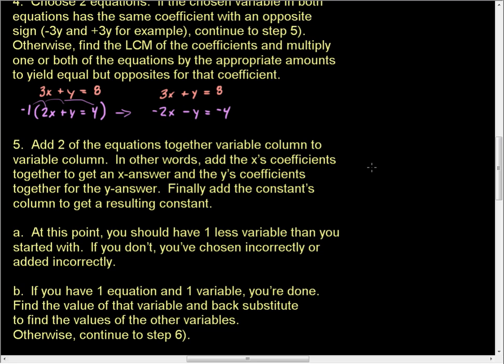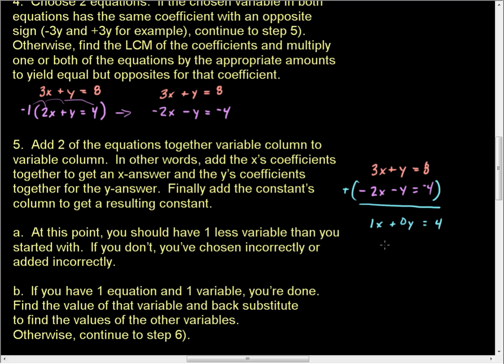And so off to the side, I've got 3x plus y equals 8. I have negative 2x minus y equals negative 4. And I'm going to go ahead and add those together. When I do, my result, and I'm going to have it in blue just because it's a result, 3 plus negative 2x is going to give me a positive 1x. Y plus negative y is going to give me a plus 0y. 1 minus 1 is 0. And then I have 8 plus a negative 4 is 4.